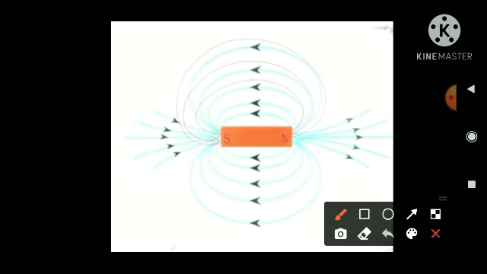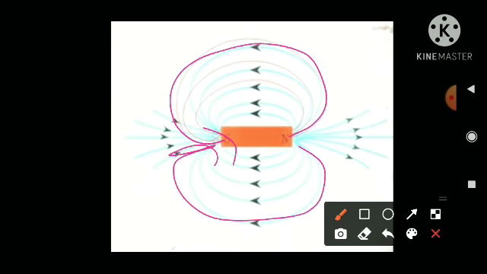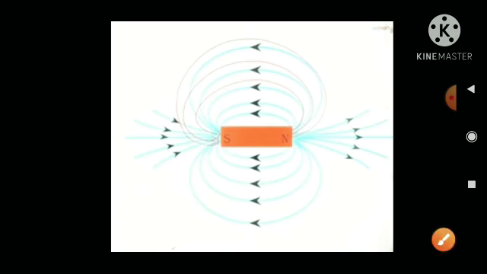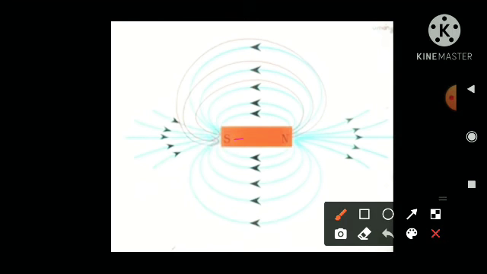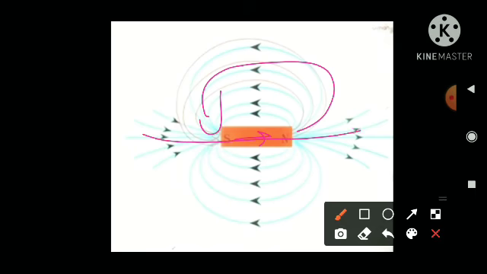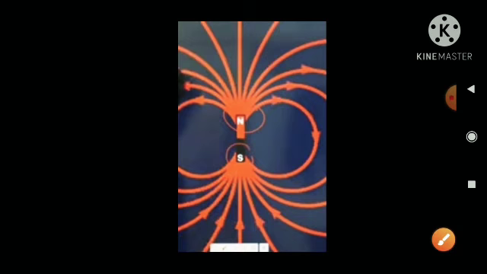So all the magnetic field lines start from north to south outside the magnet, but inside the magnet the direction is south to north. I hope you understand. Inside the magnet the direction is south to north, but outside the magnet the magnetic field lines are all north to south. This is also an example of magnet north and south.